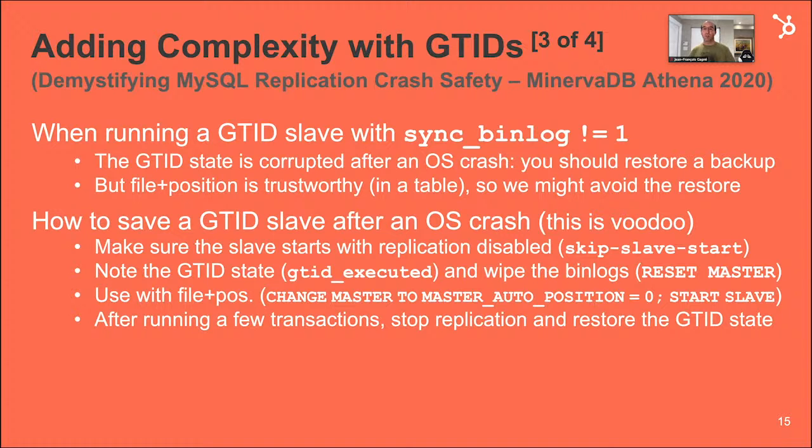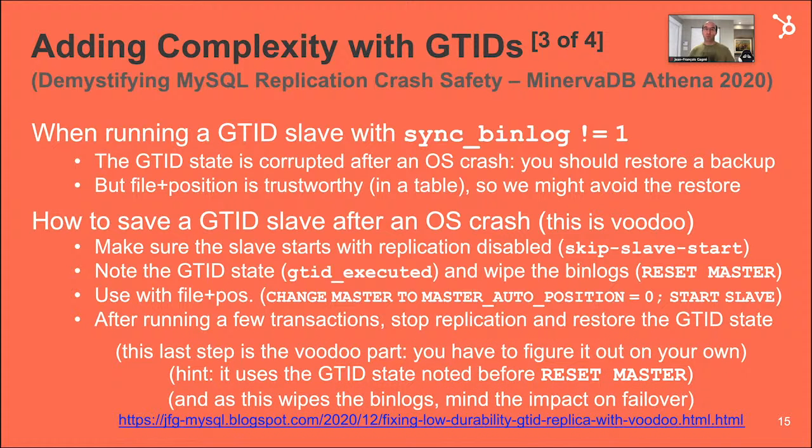It involves not starting authentication on that slave, and then it involves setting the GTID position. You have to know that it's correct, and then you reset the binary logs to make sure nothing is in your way. Use file and position to start replication on the trustworthy file. Then you run a few transactions, so you start to have a GTID. You stop replicating and check the GTID state.